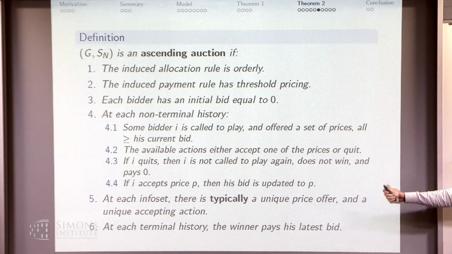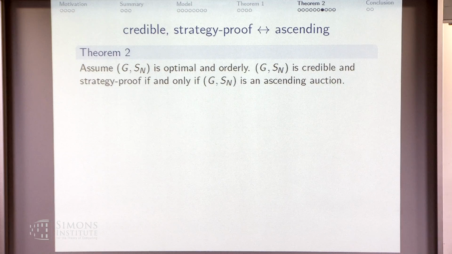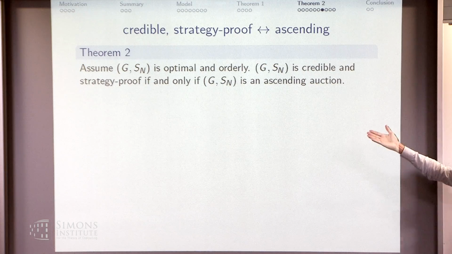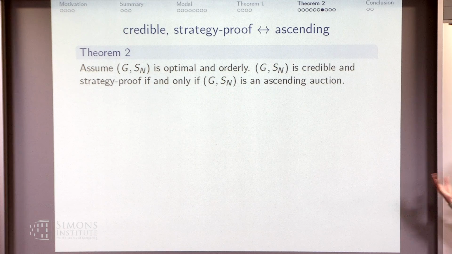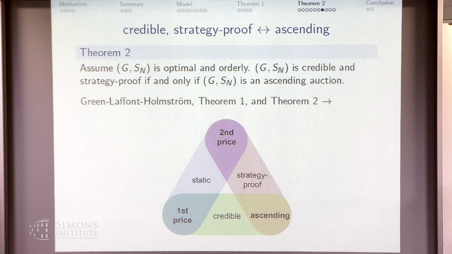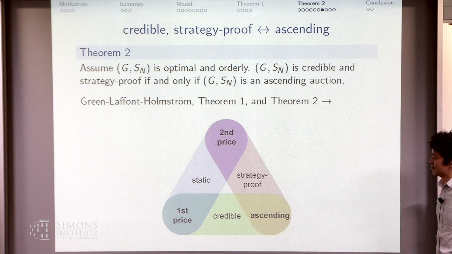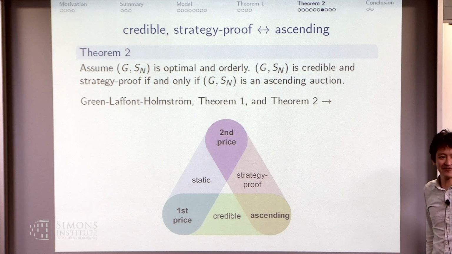So that's a class of game trees. It turns out that's the whole class. Assume the protocol is optimal and orderly. It's credible and strategy proof if and only if it's an ascending auction. And that gives us the trilemma. And pretty much the rest of the conclusion is faff, so I'm not going to go through that.